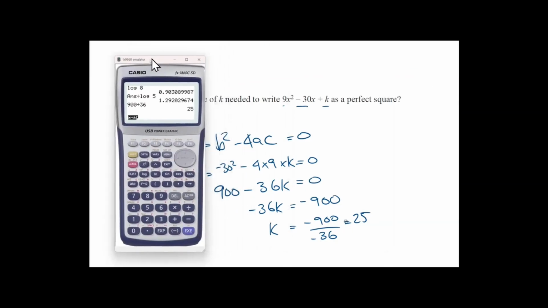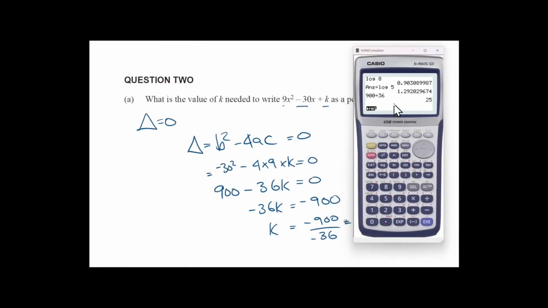Let's do a quick test to see if this actually works. So if it's a perfect square, when we draw this, 9x squared, if it's a perfect square, it's going to just go down and touch the x-axis and nothing else. So if we solve this and find the root, there's just going to be the one root there, no other roots.